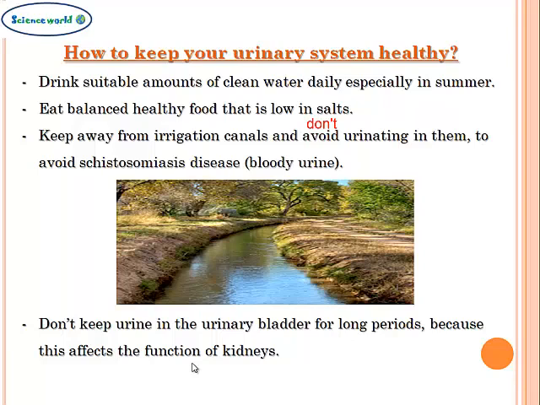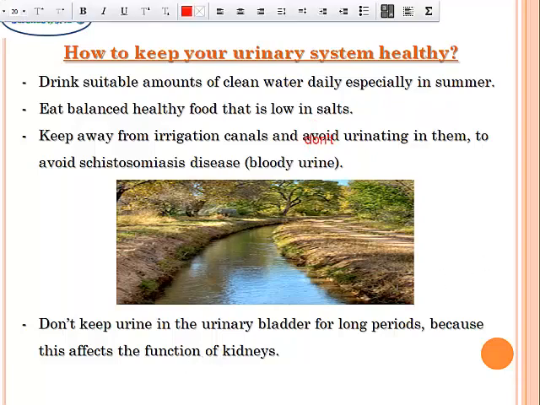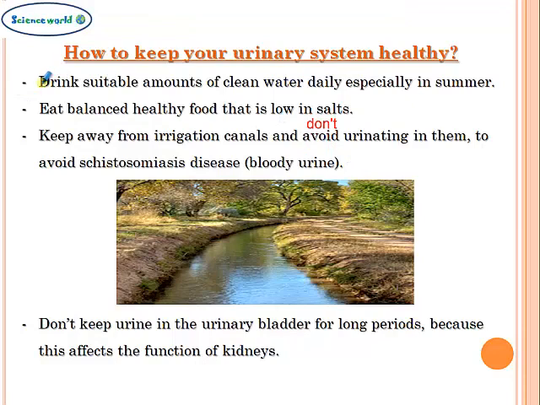So, to keep your urinary system healthy, you have to: 1. Drink suitable amounts of water. 2. Eat balanced, healthy food. 3. Keep away from irrigation canals and avoid urinating in them. 4. Don't keep urine in the urinary bladder for long periods.